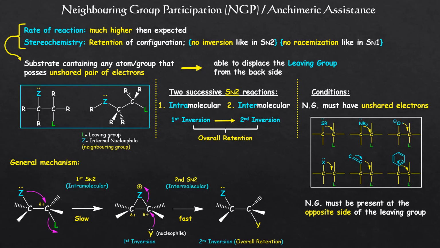If the leaving group and the neighboring group are on the same side or in the same direction, then the neighboring group will not participate in substitution, and the leaving group will undergo a simple SN2 reaction by an external nucleophile.